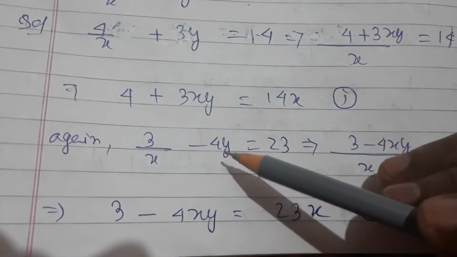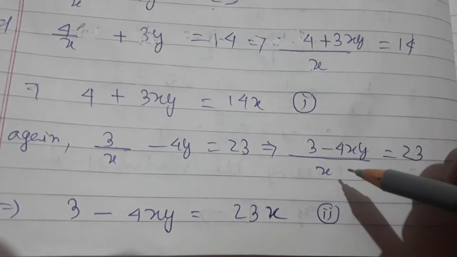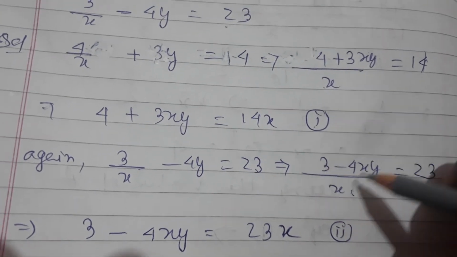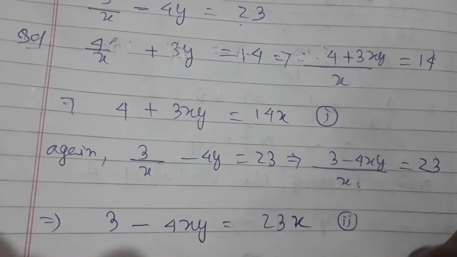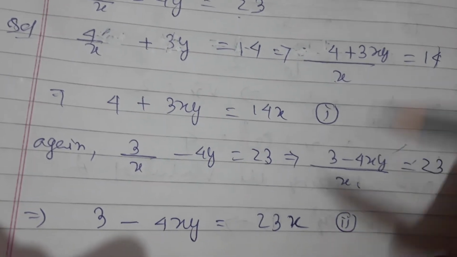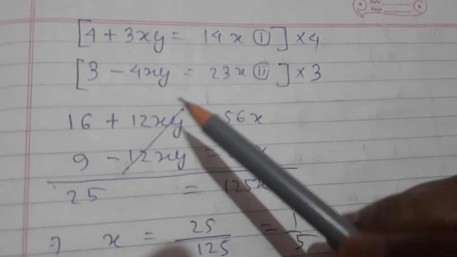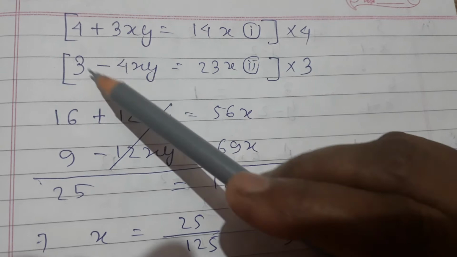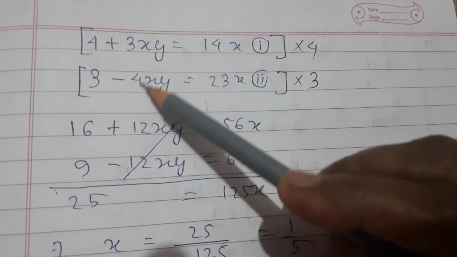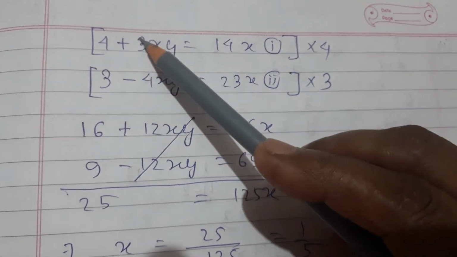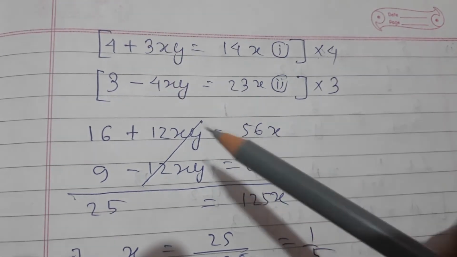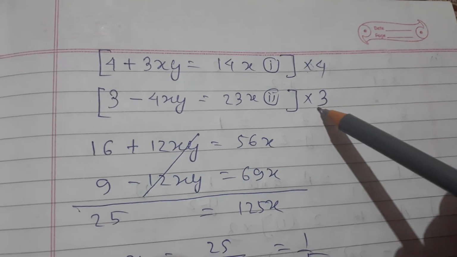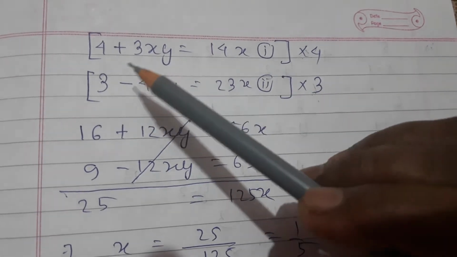Again 3 by x minus 4y equals 23. Take LCM x. So 3 minus 4xy equals 23x. Now we have got two equations, and here is a plus sign, here is a minus sign. So I want to cancel them. So equation 1 should be multiplied by 4, that is 4 3s are 12, and equation 2 is multiplied by 3, that will be 3 4s are 12.